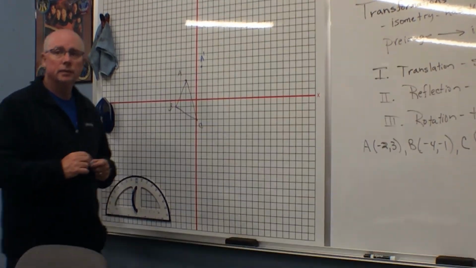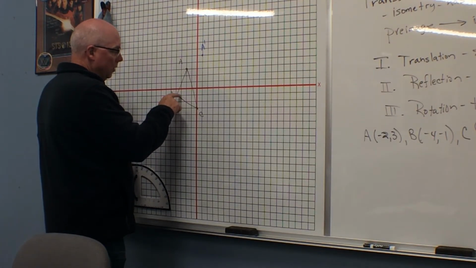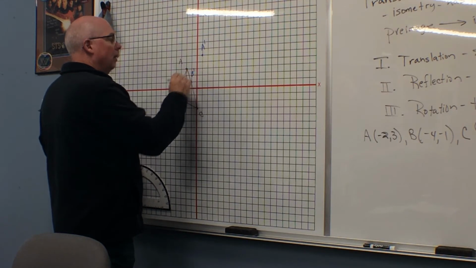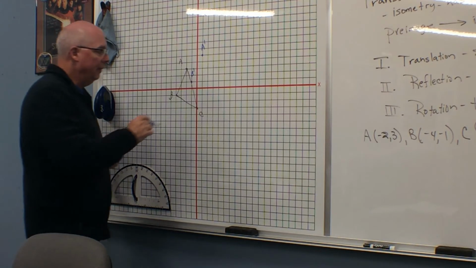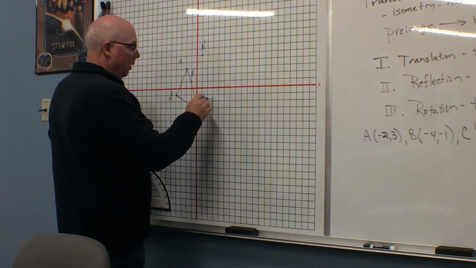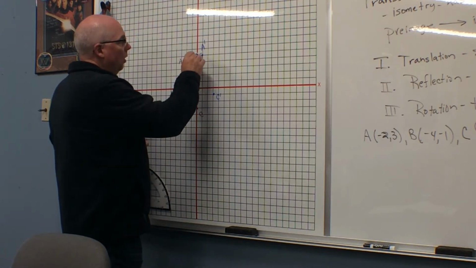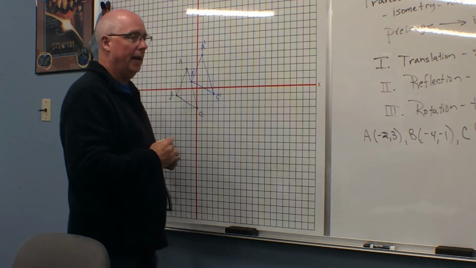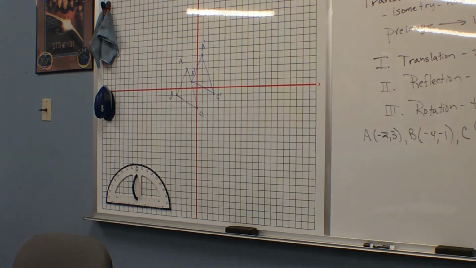Okay. Then B, we're going to go 3, 2 also. So we're going to take B and go 1, 2, 3, 1, 2. So B prime ends up here. And then C prime is 1, 2, 3, 1, 2. It's C prime. So our new translation is this triangle, A prime, B prime, C prime. And that is the image of the pre-image.